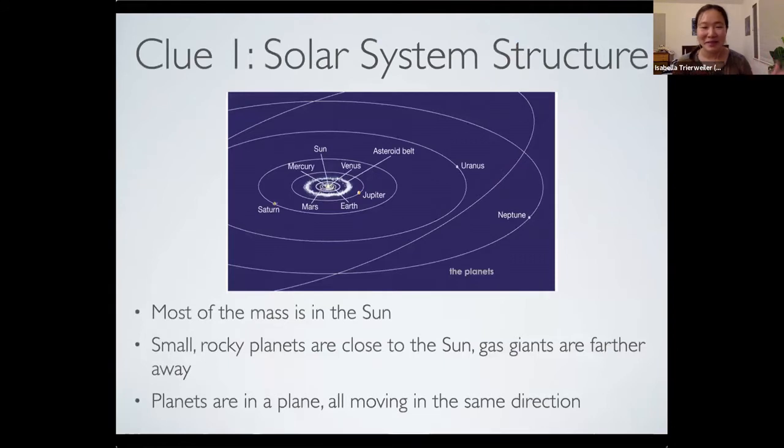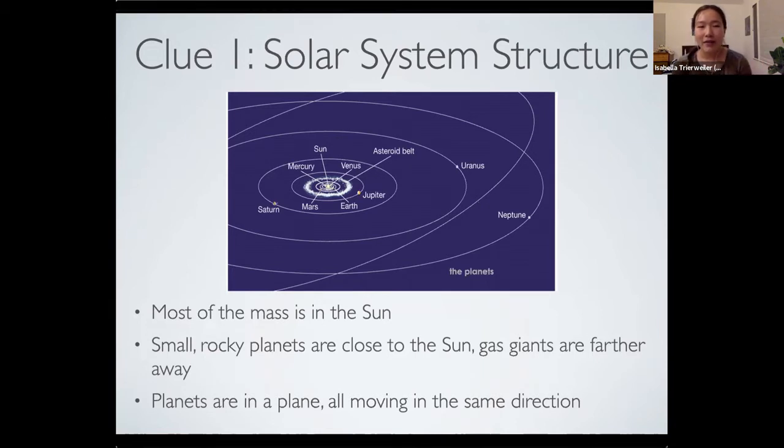So starting with our solar system structure, you're all probably super familiar with these kinds of diagrams, but we know we have our sun in the center. Most of the solar system's mass is in the sun. Our planets are super insignificant compared to the mass of the sun. Outside of the sun, we have some small rocky planets that are close. So this is Mercury, Venus, Earth, Mars, small terrestrial planets. Much farther away from the sun, we've got our gas giants, so Jupiter, Saturn, Uranus, Neptune, on the outskirts of our solar system.